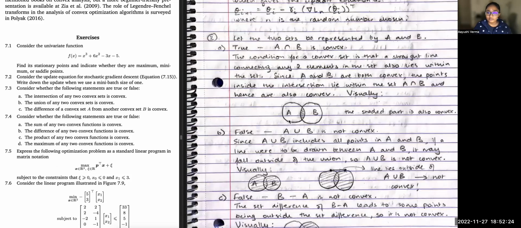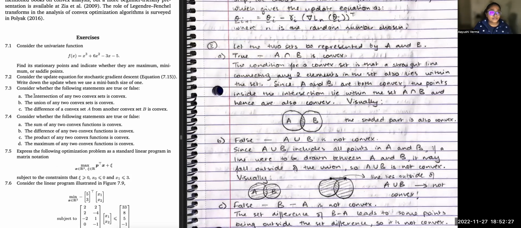The third question that I will talk about is we consider convex sets and their interaction with each other. So the first part is: is it true or false that the intersection of any 2 convex sets is convex? I think that it is true, because the condition for a convex set that we are given is that a straight line that connects any 2 elements in the set also has to lie within the set. So because A and B are both convex sets, the points inside their intersection do lie within the set A intersection B. And so therefore, by extension, it is also convex.